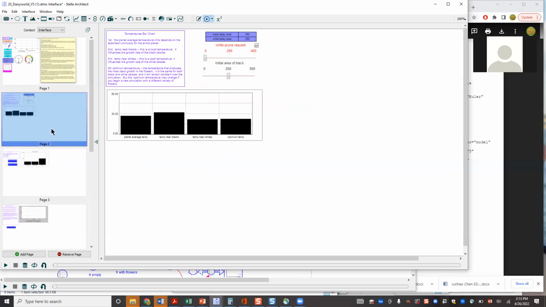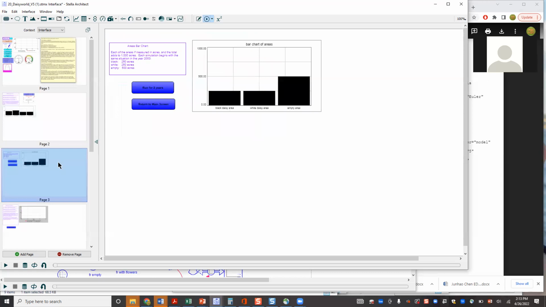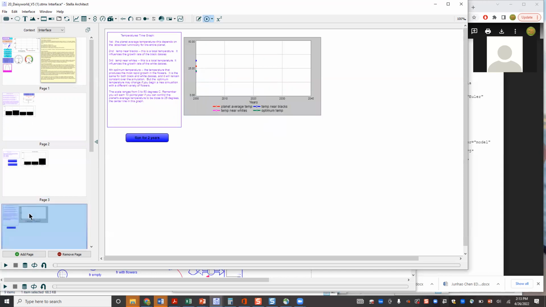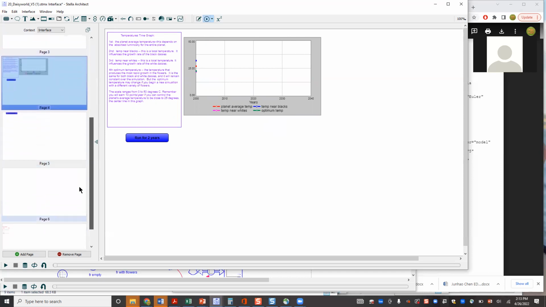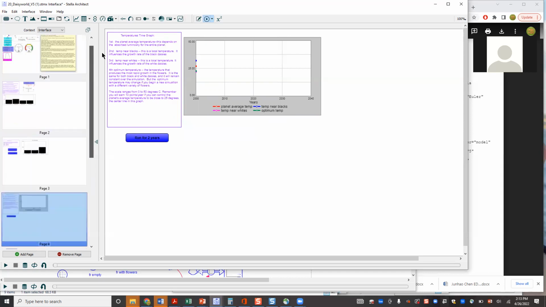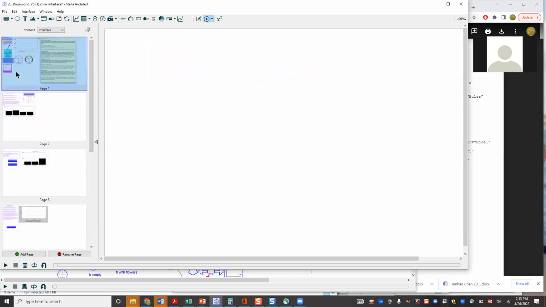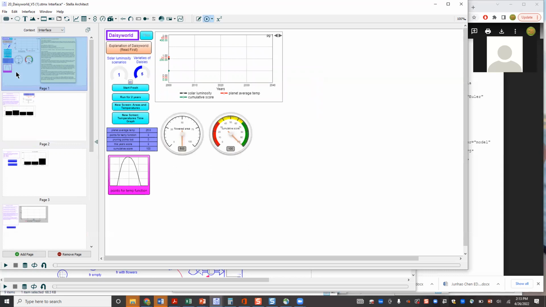I don't know. But this one is showing you my temperatures in different parts of the model, and this one is actually showing you how much black daisy area I have, white daisy area I have, and empty area. So presumably these are going to change over time. And if I click on the last one, this is going to show me temperature near my daisies. So I could create any number of different graphs and pages in this model if I wanted to. But let's just go back to this one.